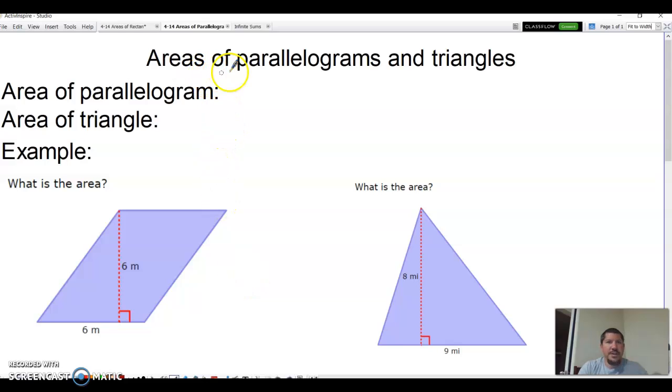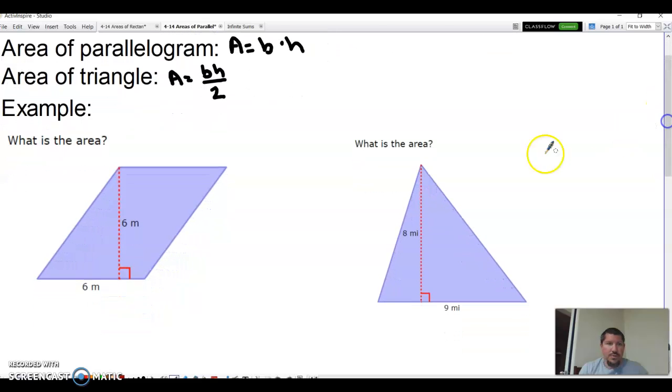So this video is going to be areas of parallelograms and triangles. Area of a parallelogram, just like a rectangle, is area equals base times height. The only thing is that height is inside the parallelogram and not a part of the parallelogram. Triangle area, or it could be outside depending on where they decide to draw it. Area is equal to base times height over 2. Again, height can be inside, it could be outside, but it could also be on if it's a right triangle. So we'll go over that in this video.